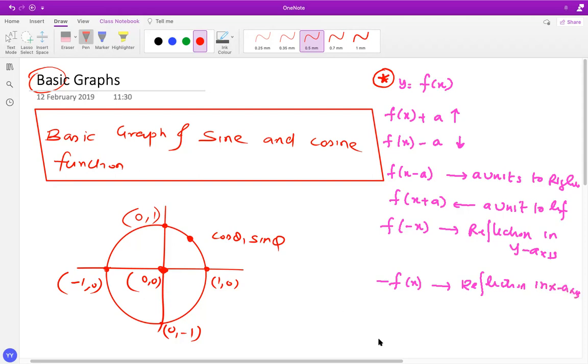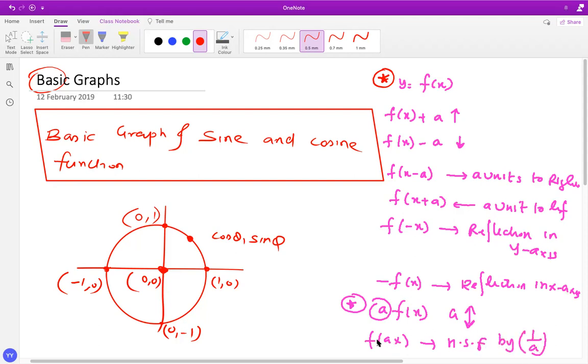So the other two are very important stuff, that is vertical stretch factor. If it is a f of x, it is called a vertical stretch factor by a. So it is vertical stretch factor by a. If it is f of ax, it is horizontal stretch factor by 1 over a.